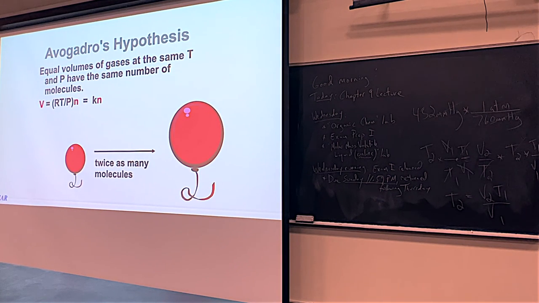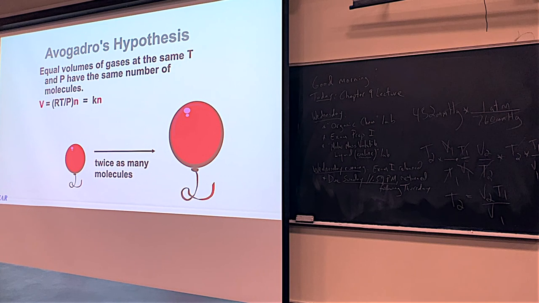Another player in all of this gas stuff is Avogadro. Now, Avogadro is good old Avogadro's number, 6.022 times 10 to the 23rd. And his idea for Avogadro's number came out of the study of gases as well, which is just crazy. Basically, what Avogadro thought is he had two balloons, all right? And this balloon was twice as big as this balloon right here, all right?